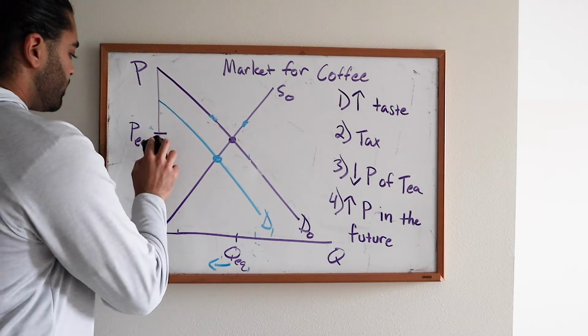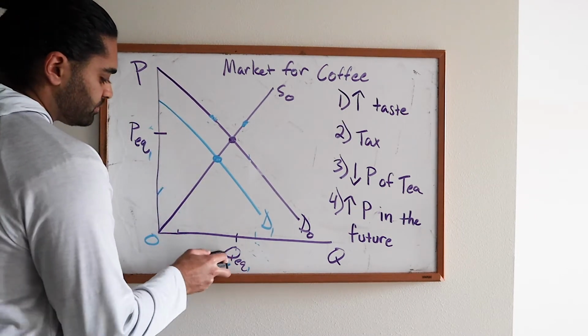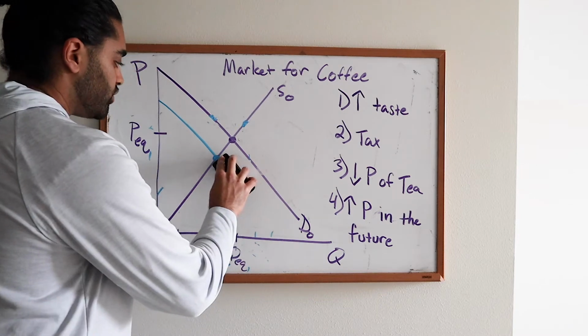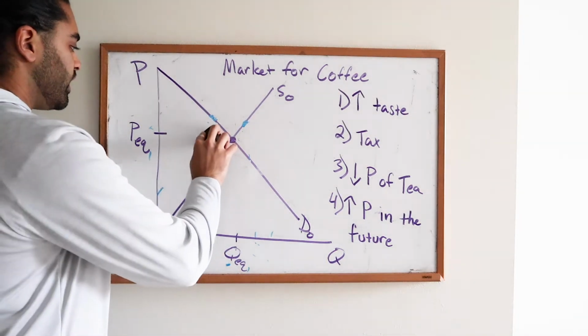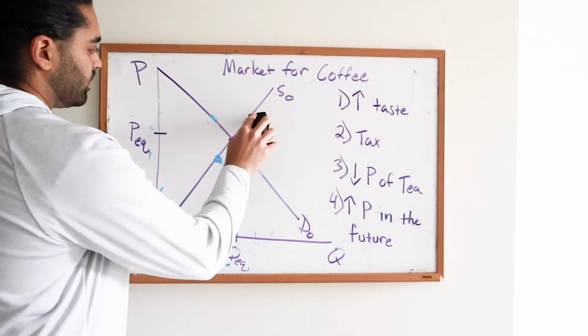So again, you can just mess around with the different types of shift factors. Always try to draw it out. Always label everything. It's a good habit to have, especially when you're first starting out.